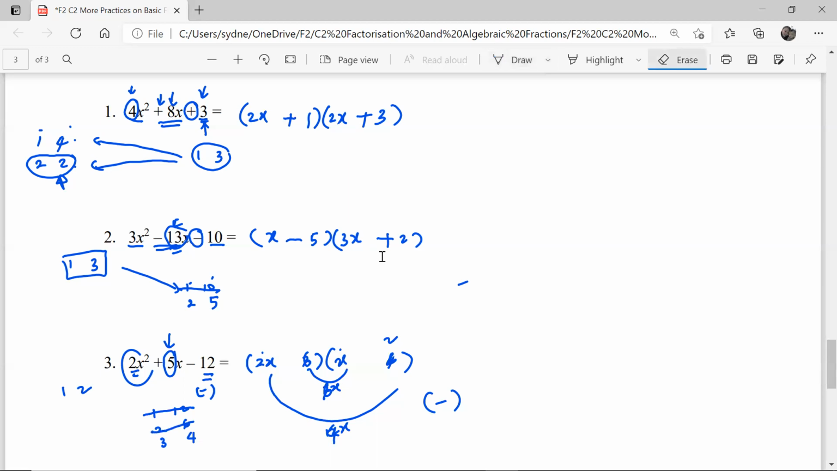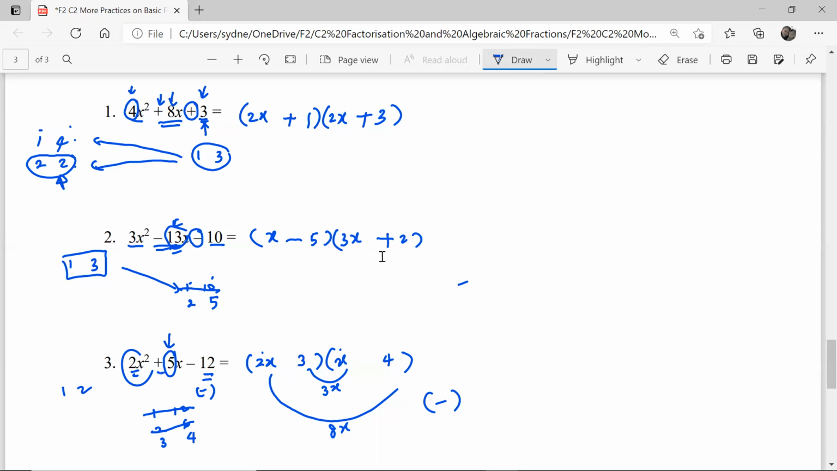That's not the factors that can give us the equivalent algebraic expression. So now we put the 3 here, 4 there. 3 times x is 3x. 2 times 4 is 8x. So now we minus these two numbers. Do I get 5x? Yes.